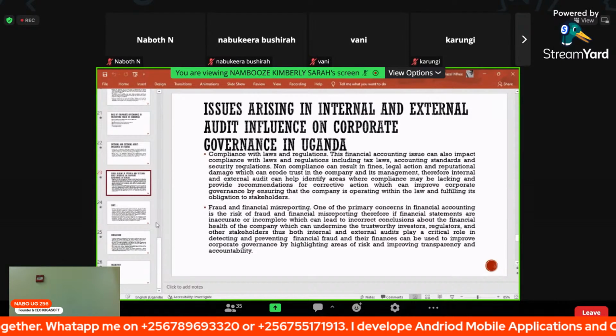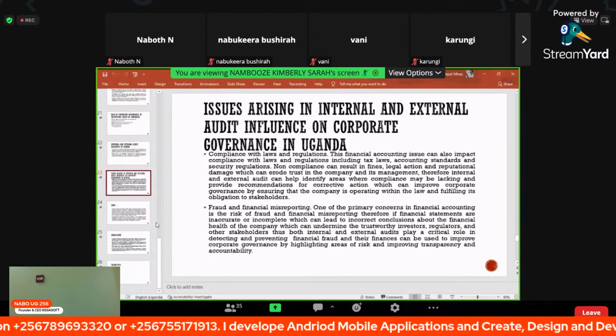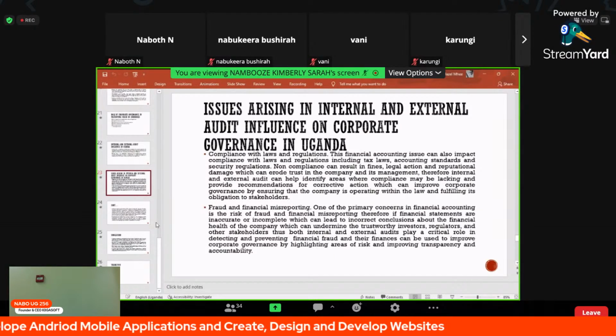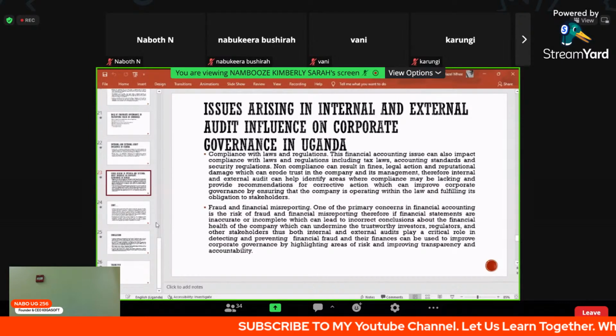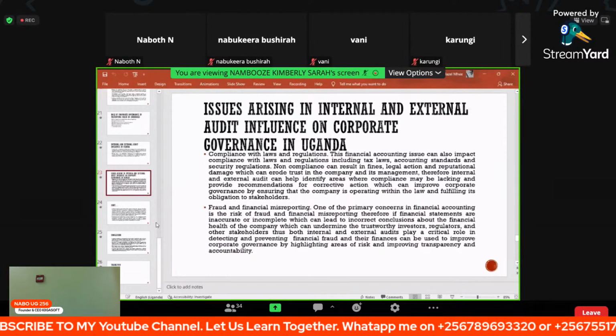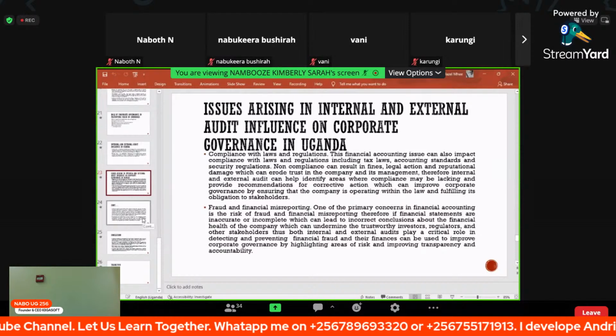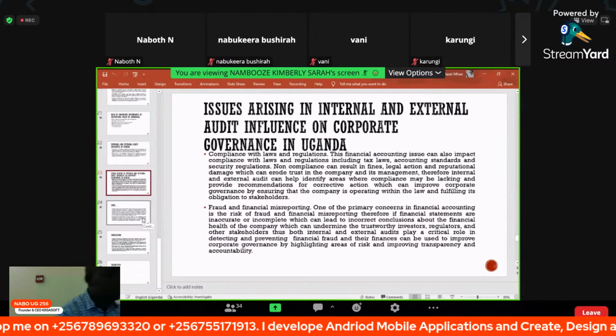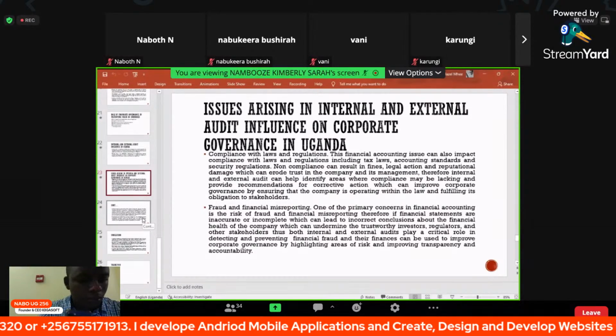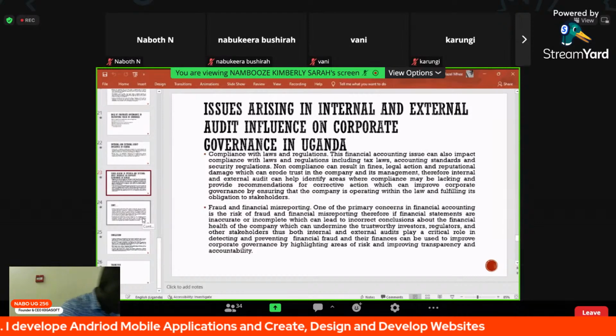Then point two, fraud and financial misreporting. One of the primary concerns in financial accounting is the risk of fraud and financial misreporting. Therefore, financial statements are inaccurate or incomplete, which can lead to incorrect conclusions about the financial health of the company, and can undermine the trust of investors, regulators, and other stakeholders. Next part, please.